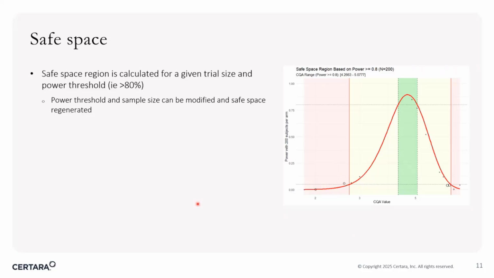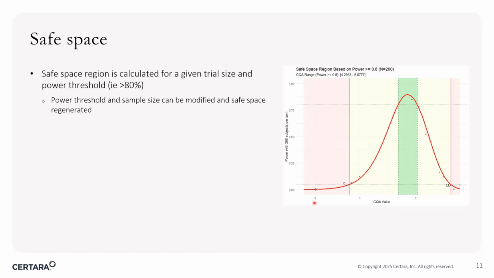And then the last step in the core workflow was safe space. Within Pirana, we calculate the safe space region for a given trial size and also for a given power threshold. The user can specify what trial size and what power threshold they want to look at. So you might start at 80, but you might want to also see what it looks like at 85%. You can change it and modify the scripts in that way. And basically the output looks like this.